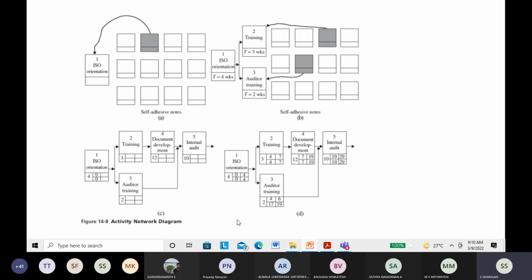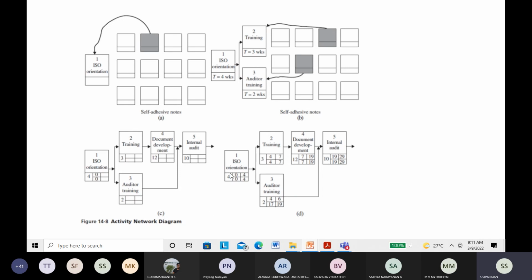There is something called the critical path method. Some of the BM students under me also have seen the critical path method and program evaluation review technique, PERT and CPM. So the longest activity path is called the CPM. In this case, obviously you'll understand 1, 2, 4, 5 is the longest one, whereas 1, 3, 5 is the shortest one. The longest path is the critical path. Please remember, training and auditor training can be done simultaneously. So this way we are proceeding.